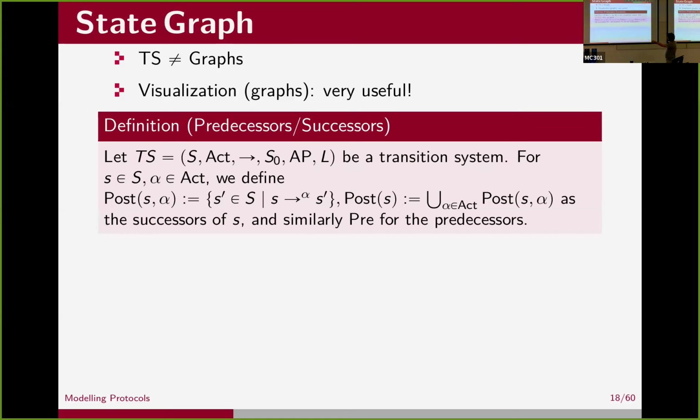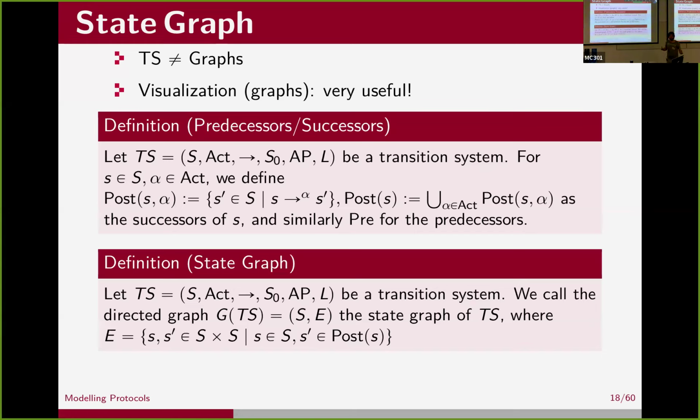If we have a state S and an action alpha, we can say the post, so anything that's coming after, like the successors of state S with action alpha, are basically all the states that you get to with alpha. And if I take the union of all such alpha, those are the successors of state S. We can define a similar thing called pre for the predecessors if we just flip these two here.